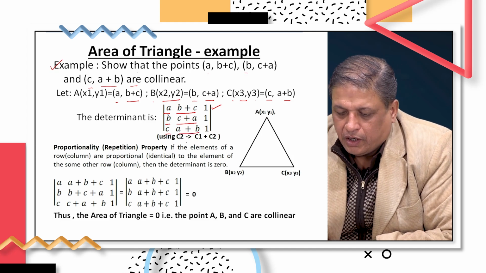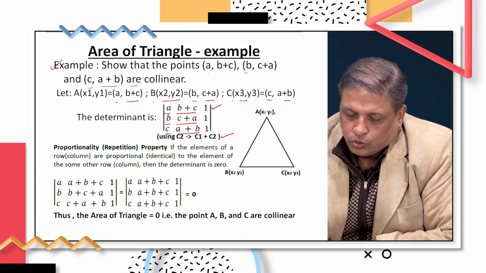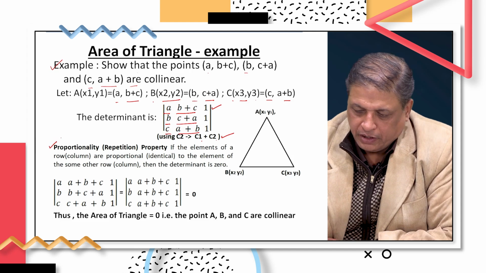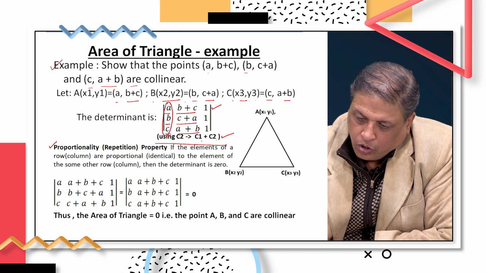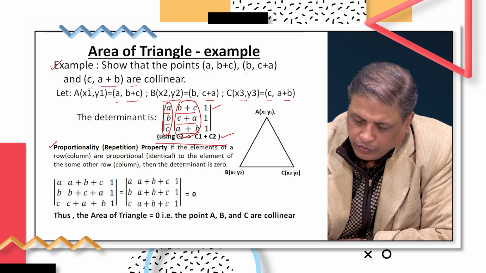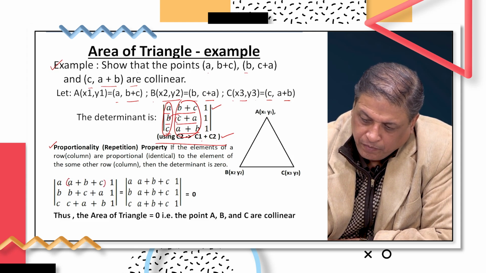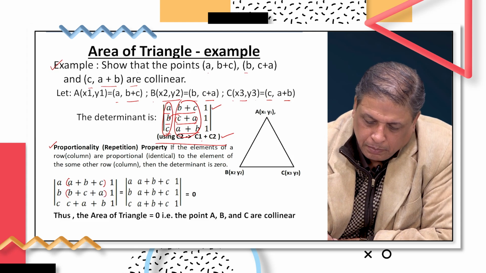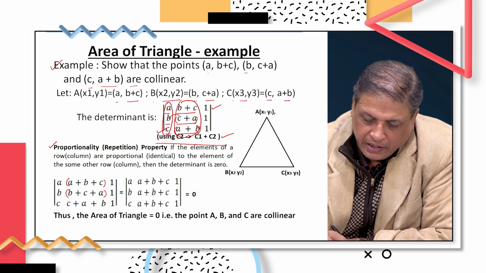Now if we use the property column 2 equals column 1 plus column 2, then by the proportionality property we can say, by applying this, column 1 is a, b, c, and column 2 is this. If I add a to b plus c, we get a plus b plus c. If I add b to c plus a, again I get b plus c plus a. If I add c to a plus b, again I get c plus a plus b. All these are nothing but a plus b plus c.